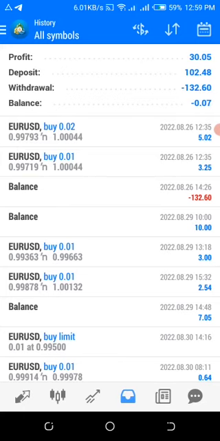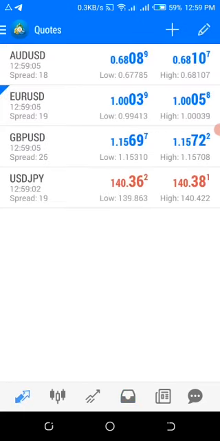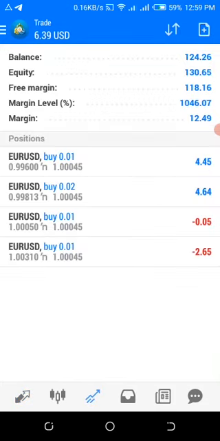That's amazing. And you can do all this with FXPesa if you just register with the link below on this video. So you can see the balance is still adding and adding, $6.77 and going up and up.